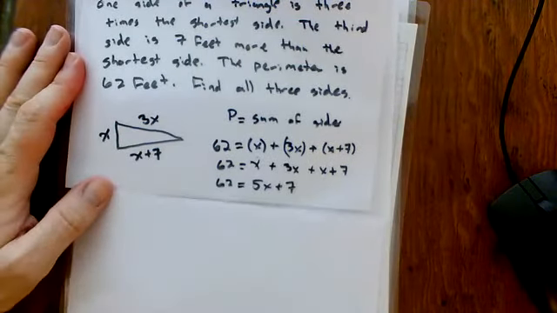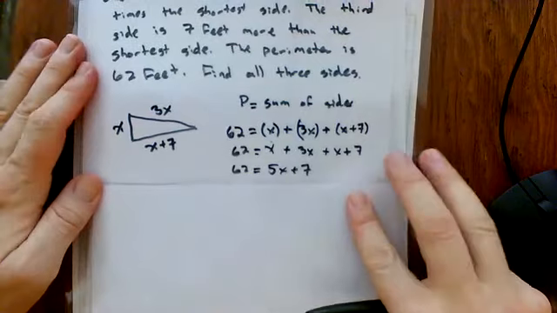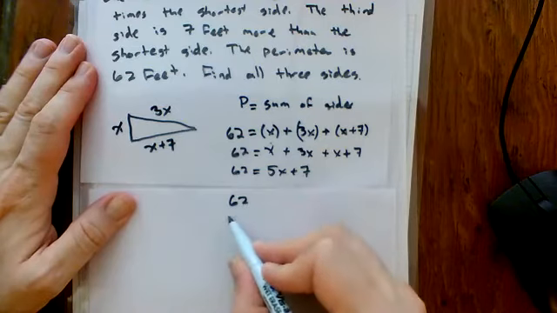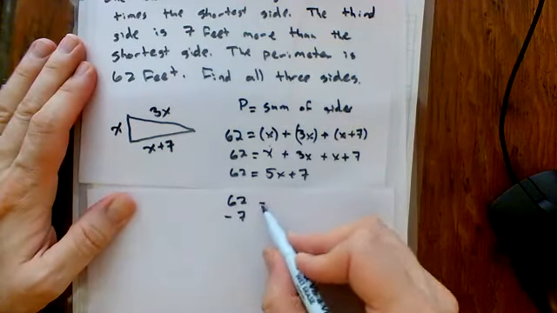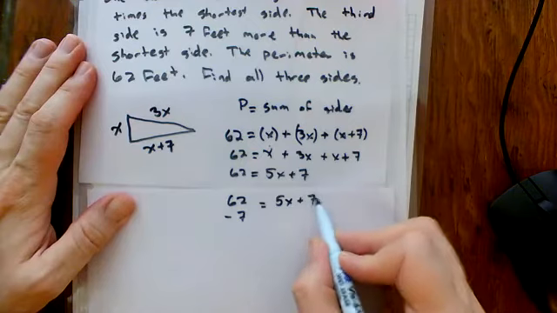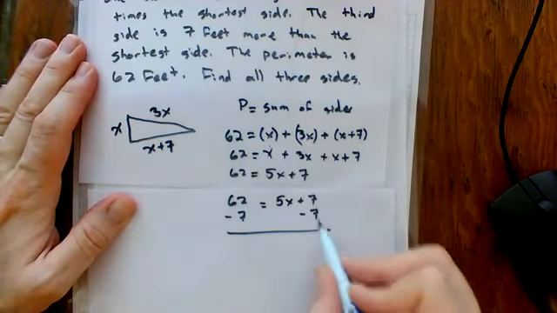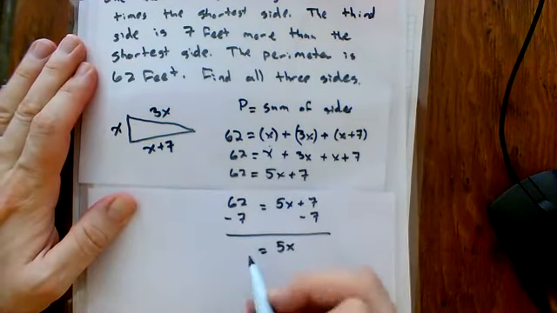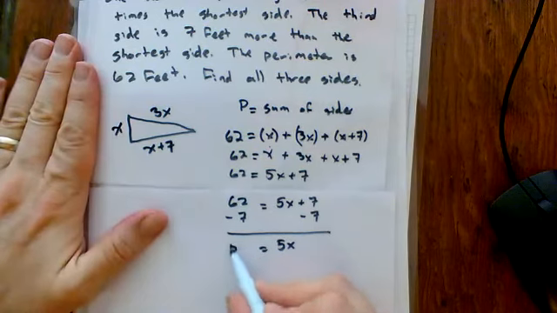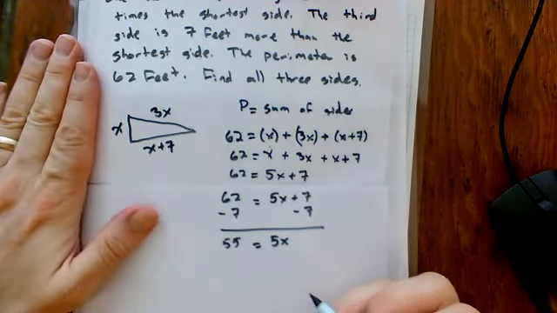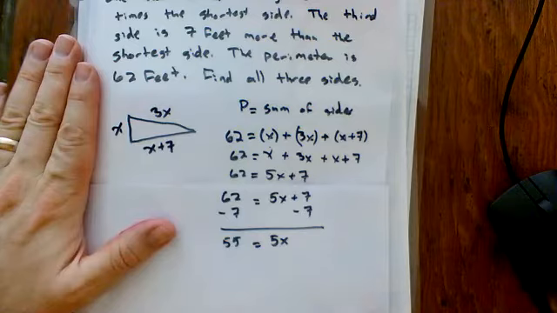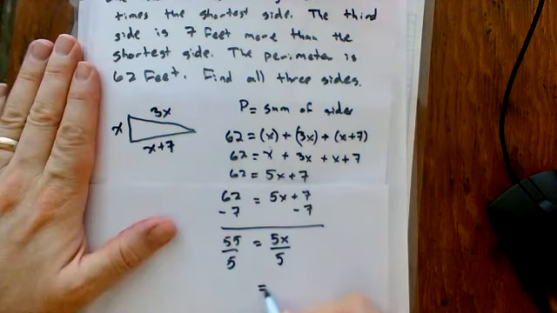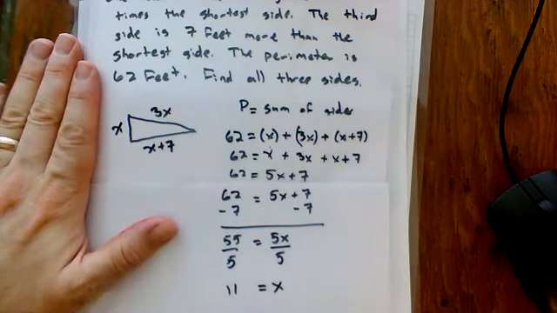Now I can just subtract 7 from both sides of my equation. 62 minus 7, and 5x plus 7 minus 7 on this side of the equation. So I've got 5x is equal to 55. And then I'll divide both sides of my equation by 5. So I've got x is equal to 11.